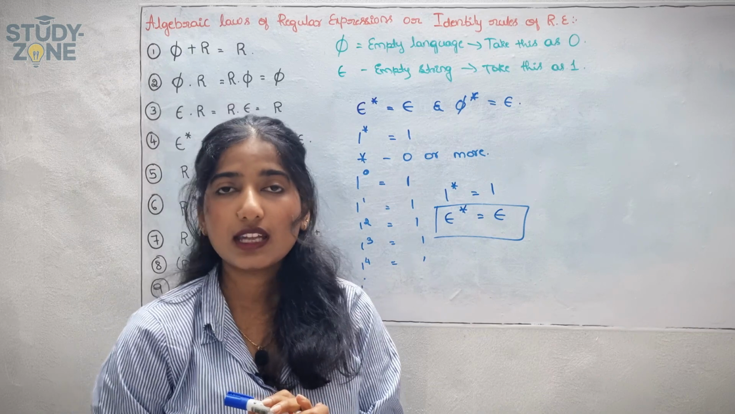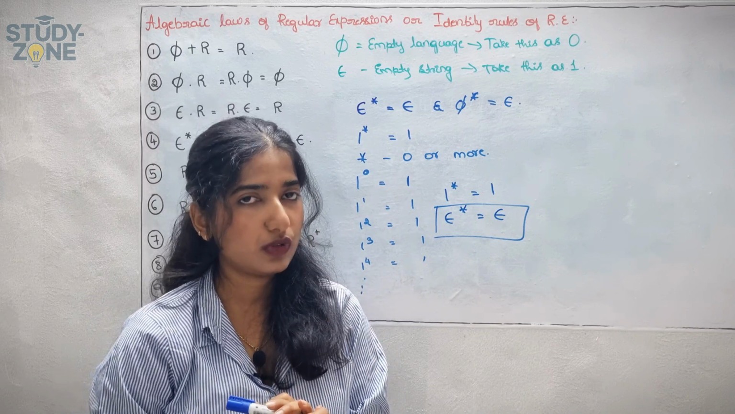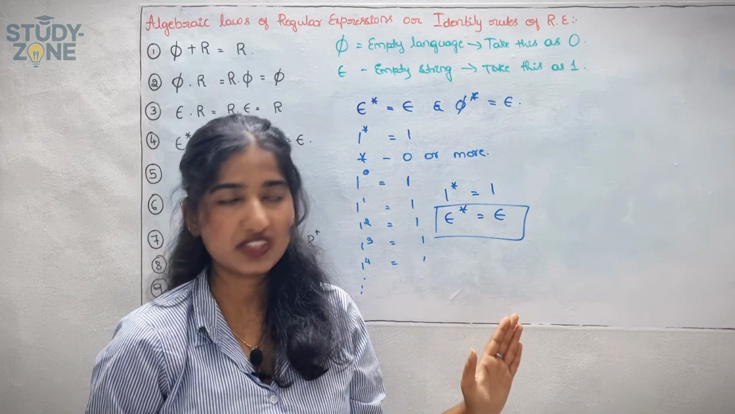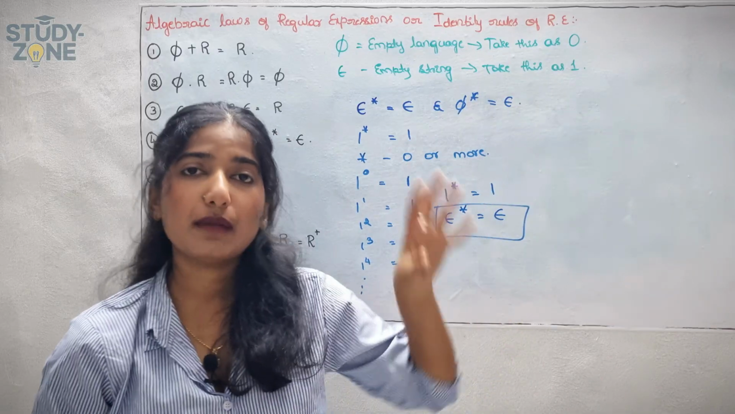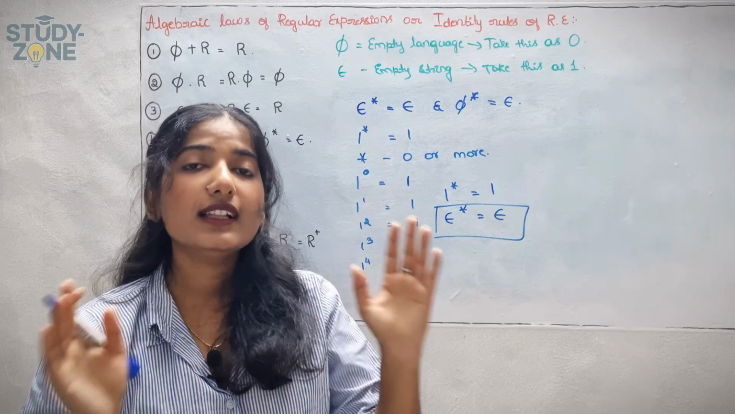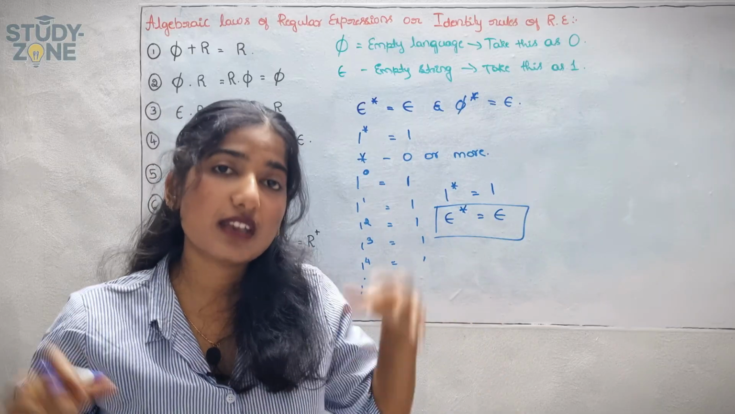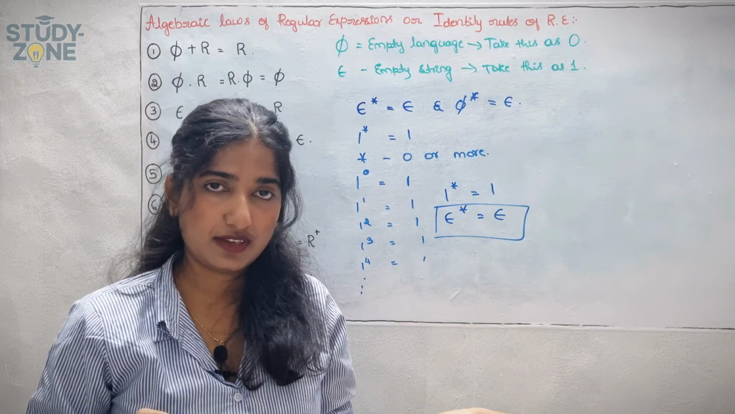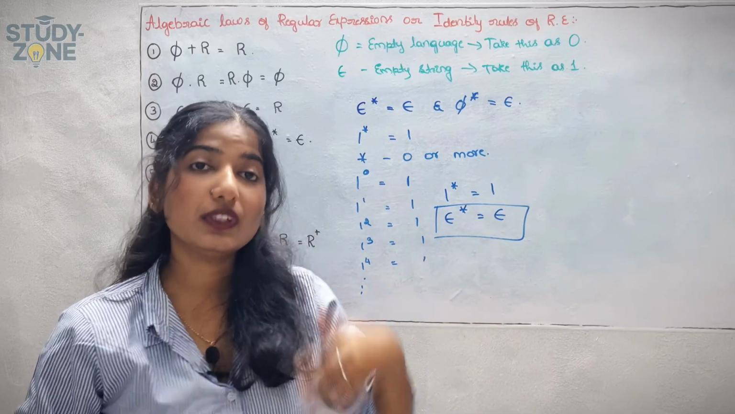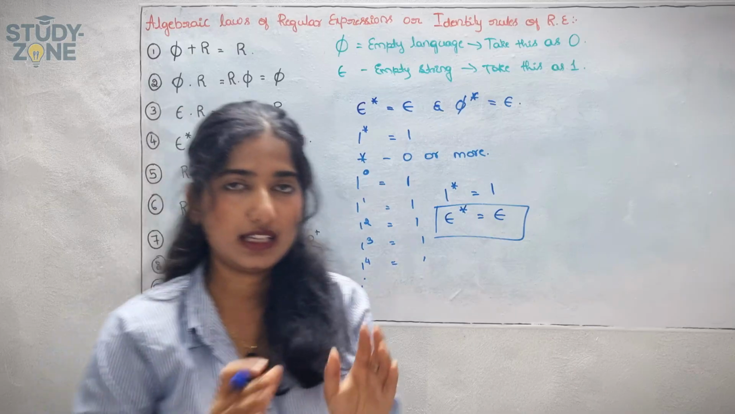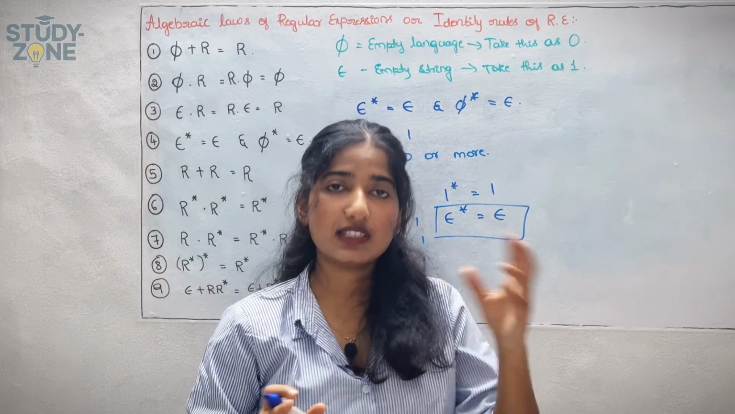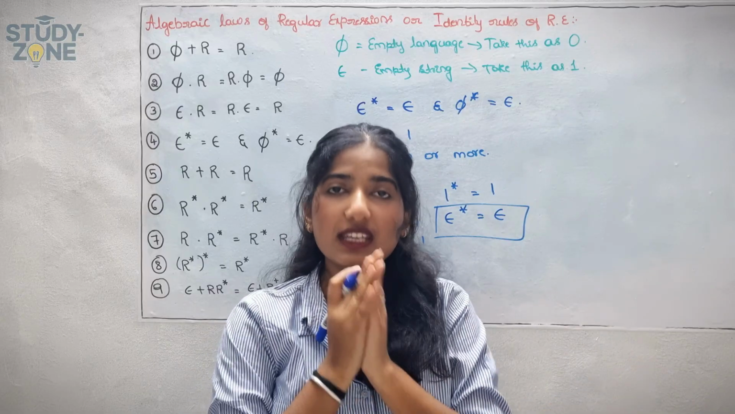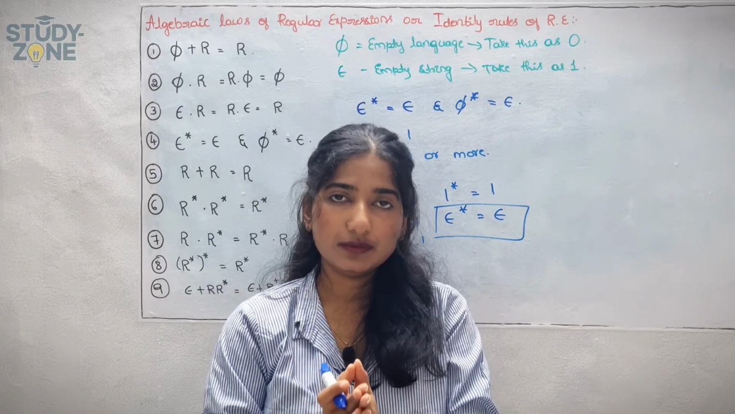For this, what you have to know is that the null symbol means empty language and epsilon means empty string. So null language star means 0 or more occurrences of the null language. There is a language that is a null language, and 0 or more occurrences of that null language will be an empty string only. Why?